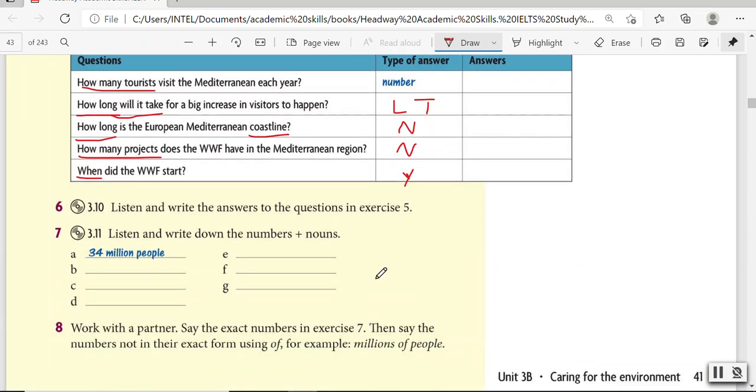Okay. Listen and write down the numbers plus nouns. We will hear number plus noun, like 34 million people. 34 million is a number and people is a noun. We have 2 parts, number plus noun. You will hear this audio 3.11. Listen carefully and for each one write down the answer. I'll play the audio for you. Listen carefully. Be careful about your spelling and I will play the audio for you.